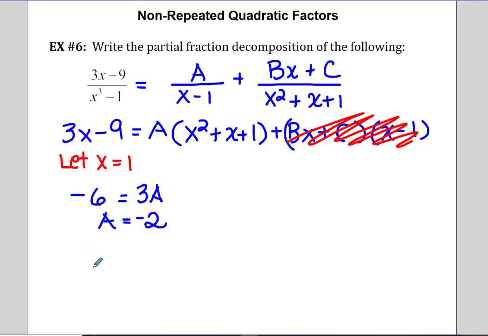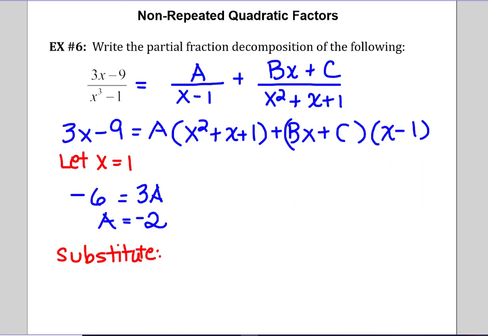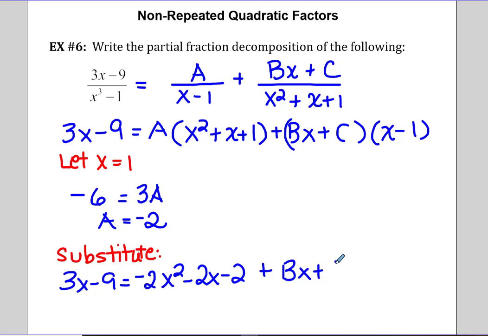And then about the only thing left we can do is to substitute what we know here. So we can substitute 3x minus 9 is equal to, let's see, A is negative 2, so we're going to distribute negative 2 to these terms. Negative 2x squared minus 2x minus 2, and we have Bx plus C times x minus 1.